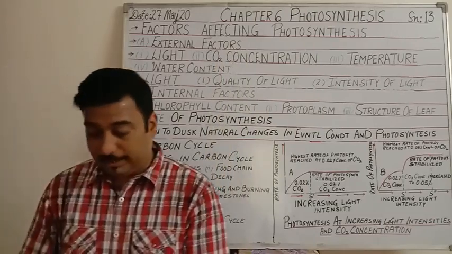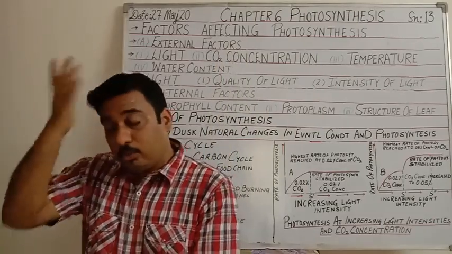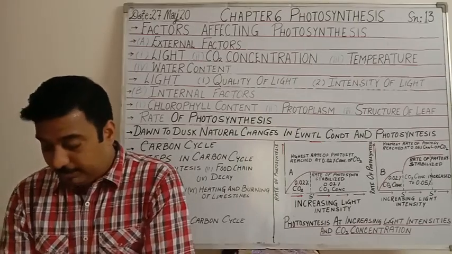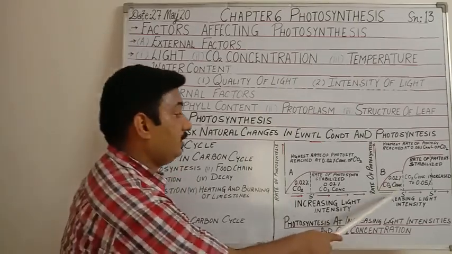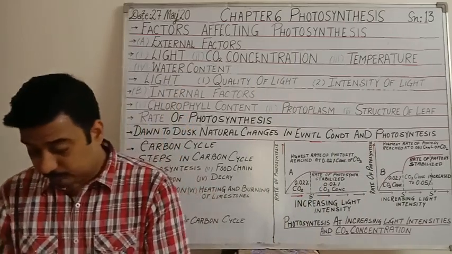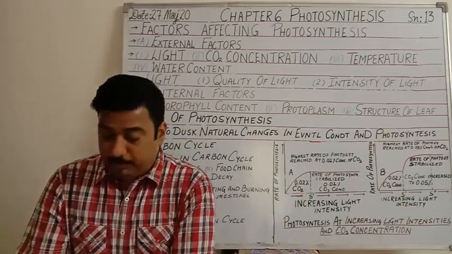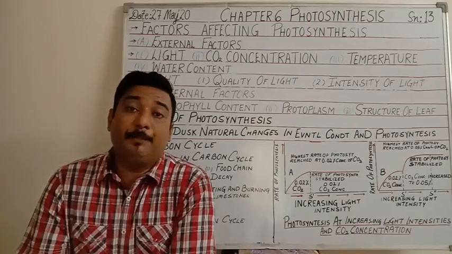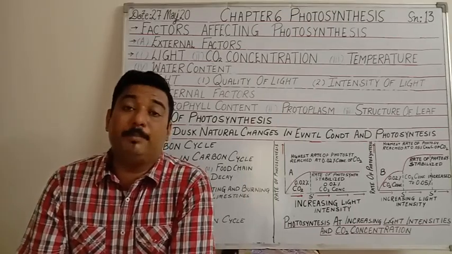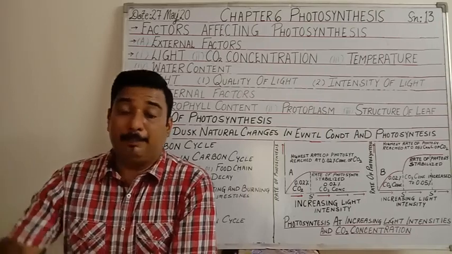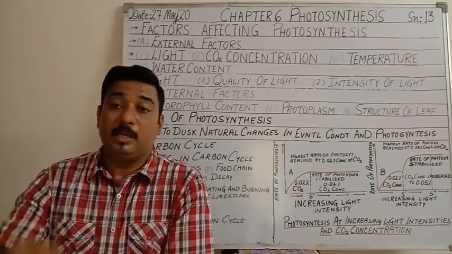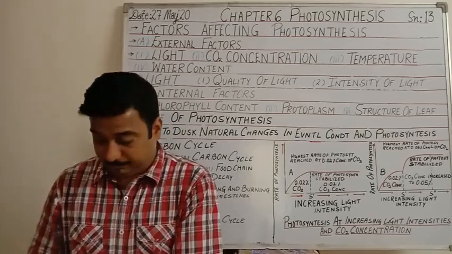So this is also a second external factor. The rate of photosynthesis will definitely increase with the increase in carbon dioxide concentration, as we have seen here in the example. This happens under optimum condition of temperature and light intensity, when the temperature and light are optimum. Optimum temperature is that particular temperature at which the photosynthetic activity takes place the best.